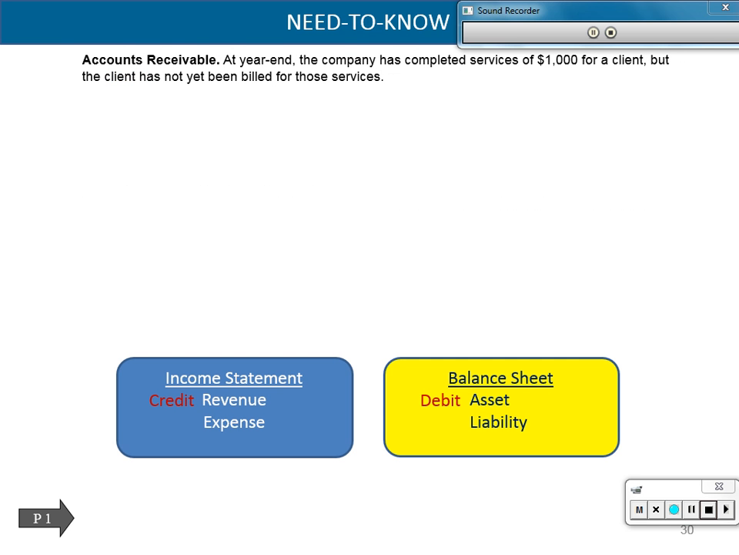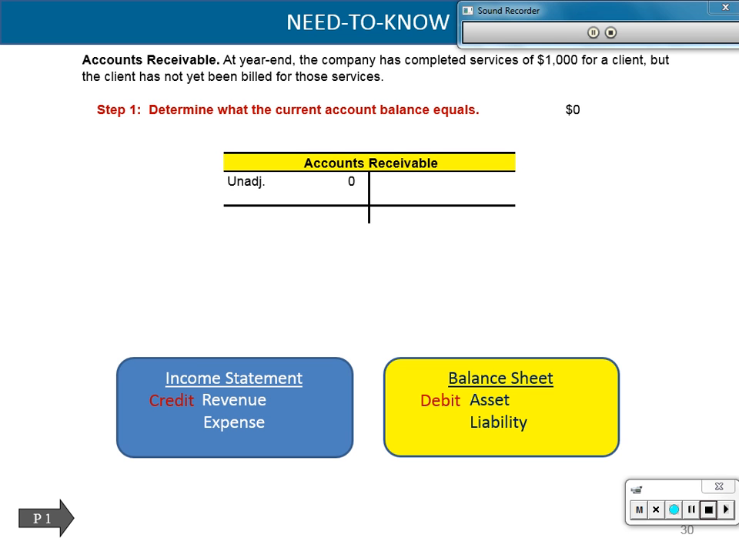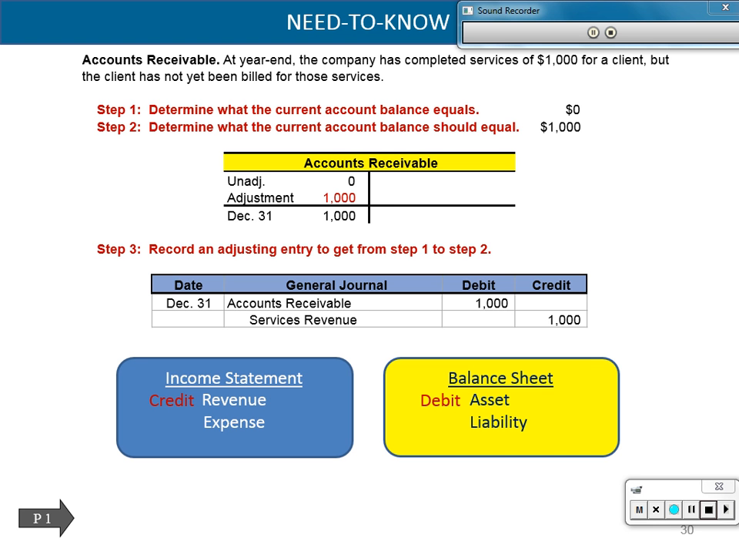So that first example, year end, they completed services for $1,000. They hadn't recorded it, so the account is going to be 0. But what it really should be is what? 1,000, which means that we have to do a journal entry by debiting accounts receivable and crediting revenue for $1,000.